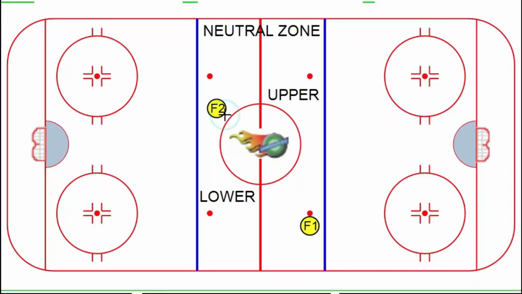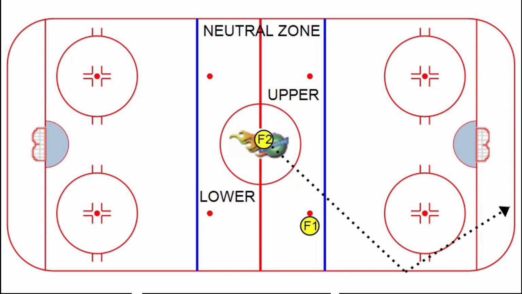Now, if F2 passes the puck and for some reason misses F1 and it goes into the attacking zone, this is known as icing. The linesman will blow the whistle and the faceoff will come all the way back into the defensive zone. However, if F2 crosses the center red line and passes the puck and it crosses the goal line in the attacking zone, it is not icing and the attack can continue.